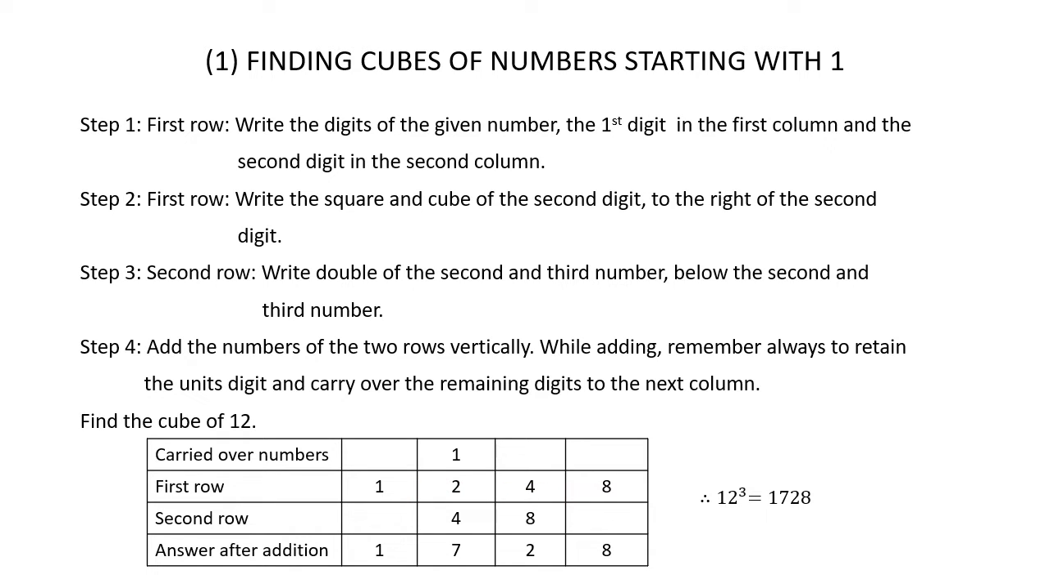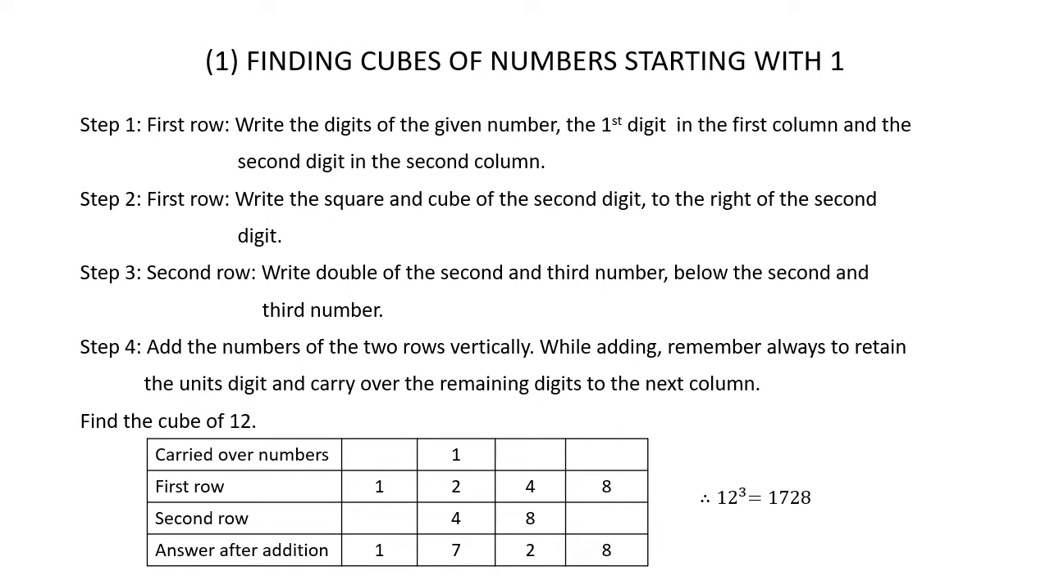Double of 2 is 4. Write 4 below 2. Double of 4 is 8. Write 8 below 4. Now add the numbers in the first and second rows. Since 8 is a single digit number, you can write 8 as it is in the answer.